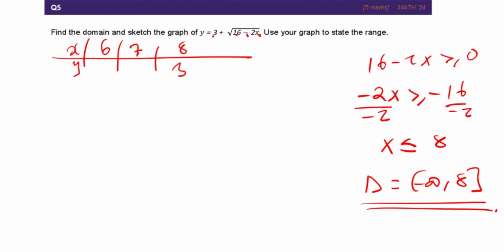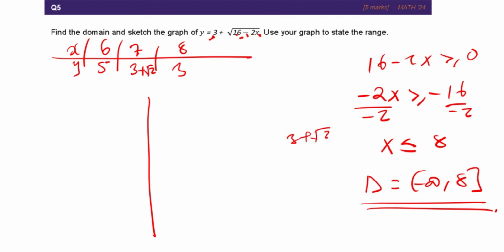If I put a 7, 2 times 7 is 14. It is 14, right? So 2 times 7 is 14. 16 minus 14, that is 2. So you have now a 3 plus root of 2. If I put 6, it will be 12. 16 minus 12 is 4. Square root of 4 is 2. 3 plus 2 is 5.